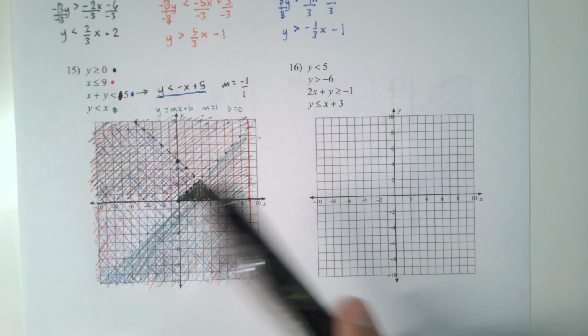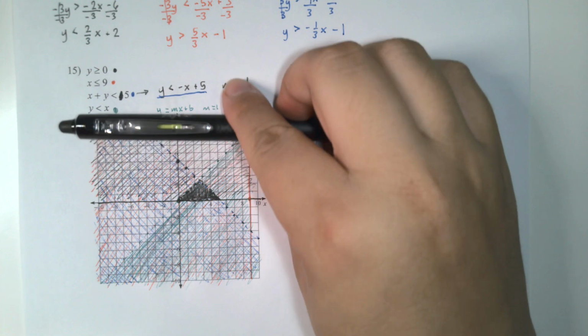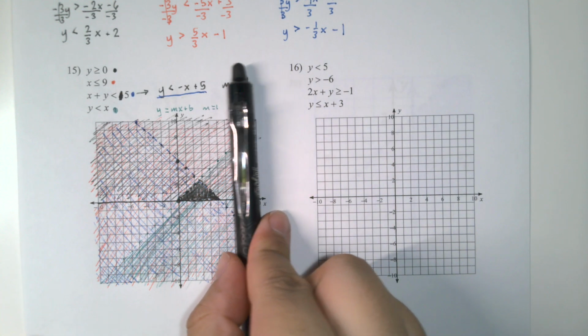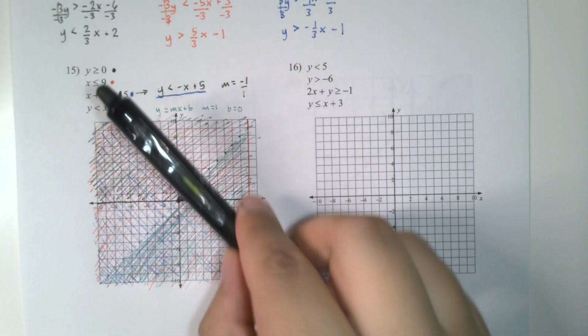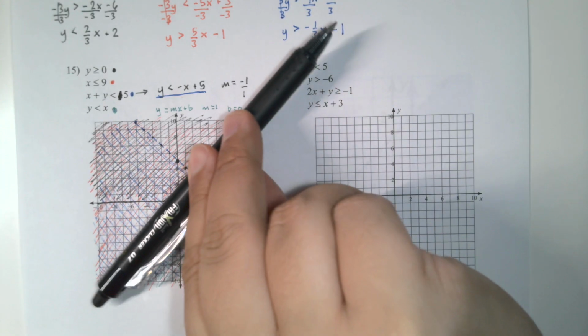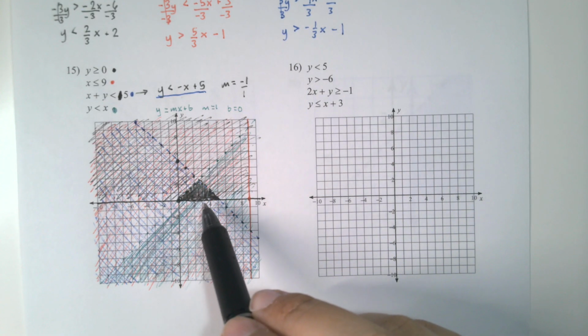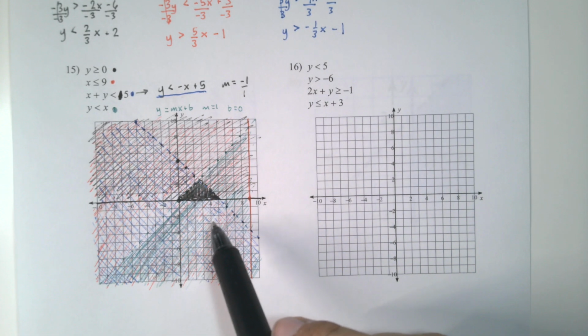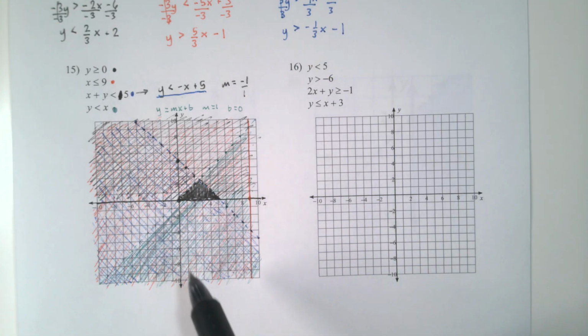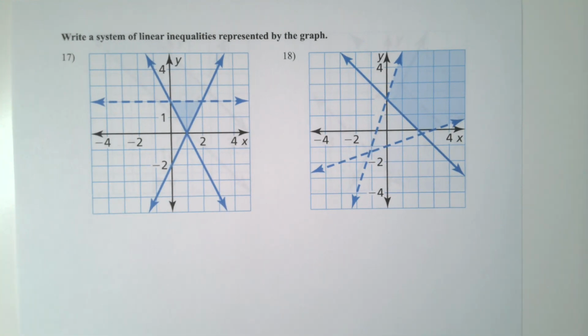But we can see that yes, everything above black, everything to the left of red, everything below blue, and everything below green, and we get this little triangular region. And so that's our solution for this set of inequalities. Now, the last few questions of this, you're actually working backwards. So you're going to figure out the inequalities that give this solution.